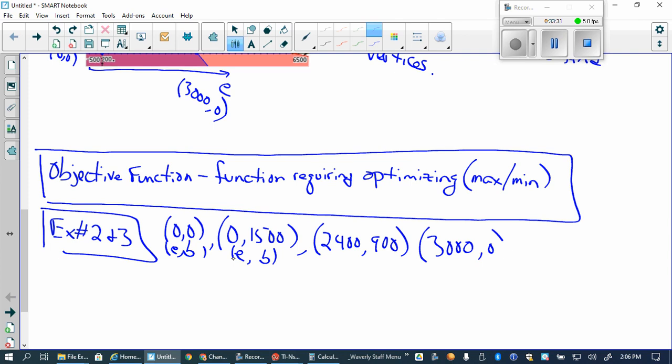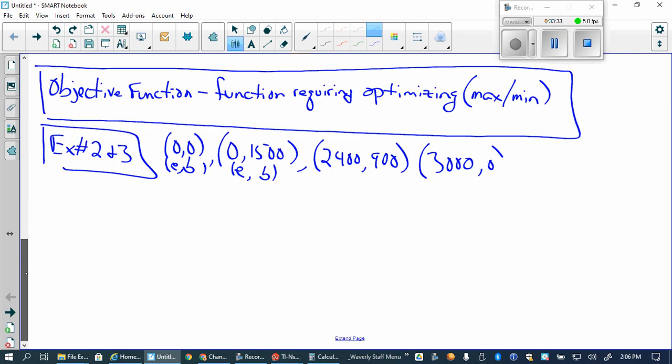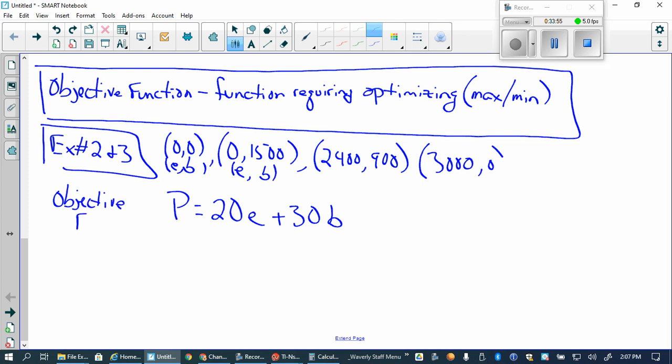Okay? So the profit function, the objective function, would be profit equals $20 of profit for every elite, plus $30 of profit for every bolt that they make. And it has to be within those constraints, okay? This is our objective function. This is the thing that we want to optimize. In this case, do you want to max it or min it? Good call, because it's profit, right?